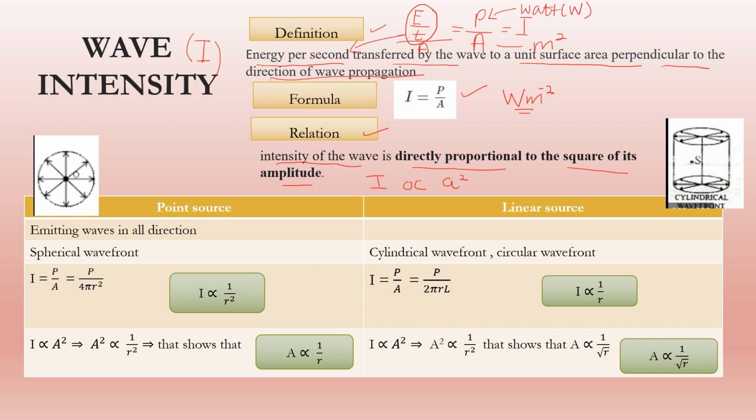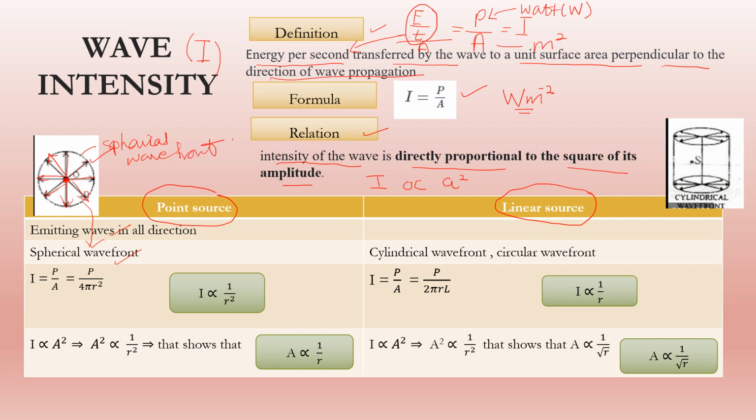To understand wave intensity, we can divide based on their source. We have a point source and we have a linear source. An example of a point source is one point here, and you see that it emits waves in all directions. The wavefront is called a spherical wavefront.